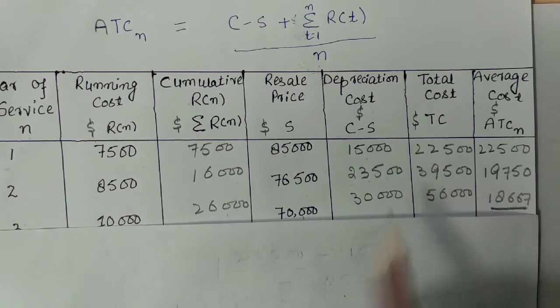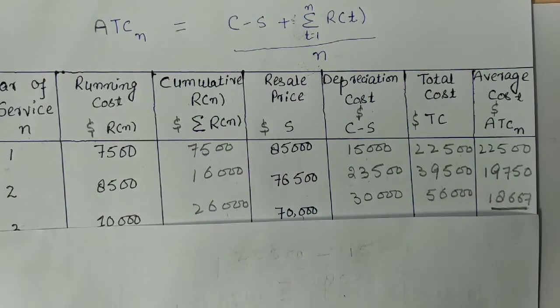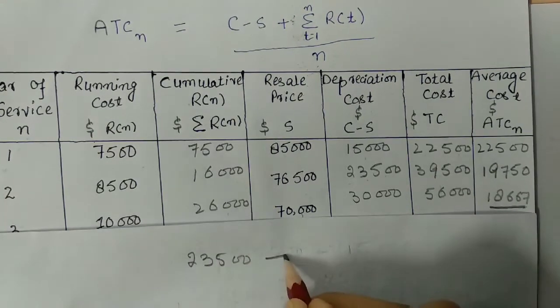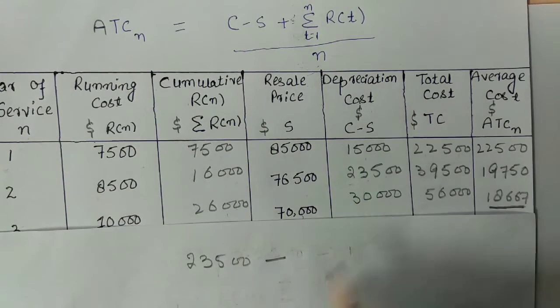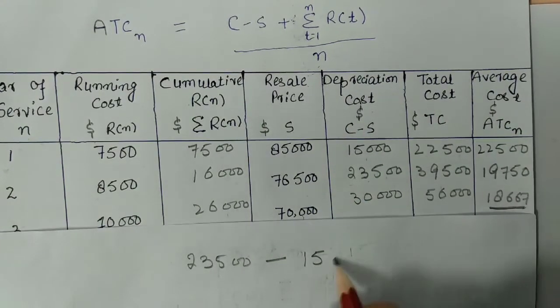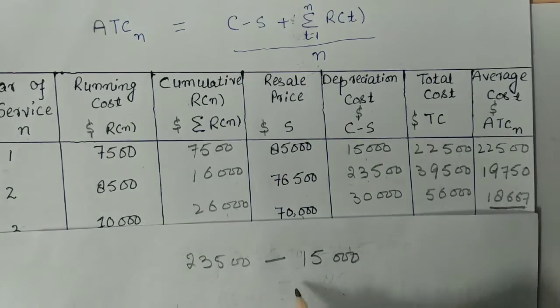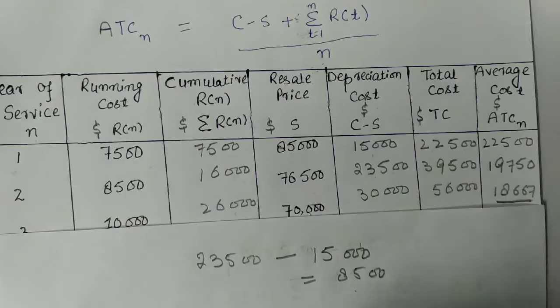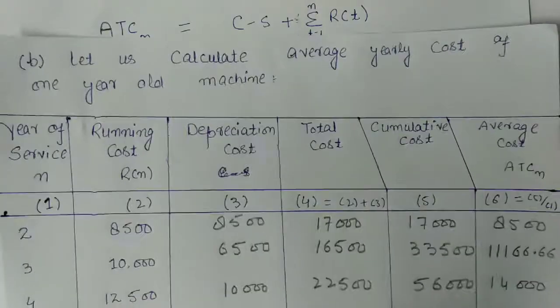Now it is given that the machine is 1 year old, so the depreciation cost will be 23,500 minus, we will deduct the depreciation cost for the first year, that is 15,000, and I will get 8,500. So I will write the depreciation cost here, 8,500.